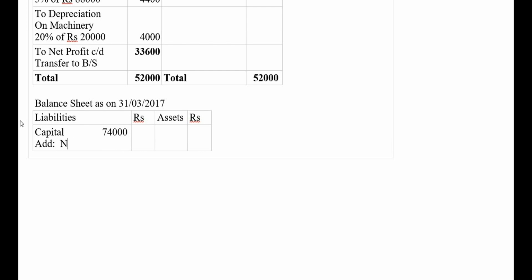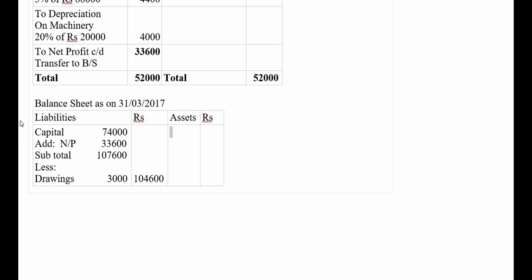net profit, which we have arrived at here as rupees 33,600. So 33,600. So subtotal in the inner column will be 1,07,600, less drawings are rupees 3,000 here. So 3,000. When you subtract this 3,000, you will get the closing capital as 1,04,600. Then stock, here it is 19,500.